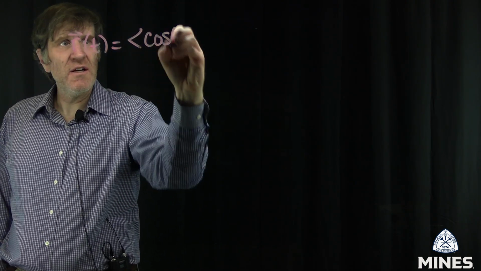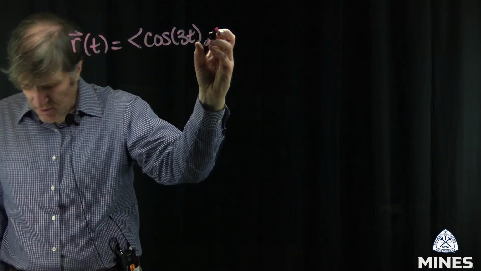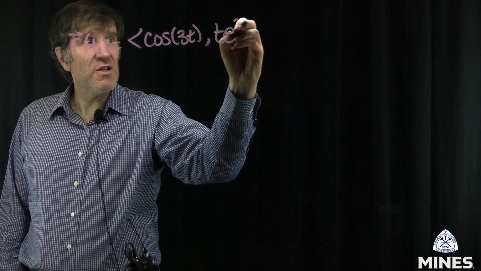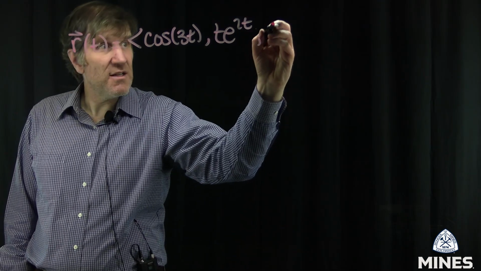We are going to see how to take a derivative and an integral of a vector valued function. And as we read, this is nothing more than taking the derivative or integral of each piece, but we'll still benefit from seeing an example of it. So let's take the vector valued function r of t equals cosine 3t, t e to the 2t, and t squared.